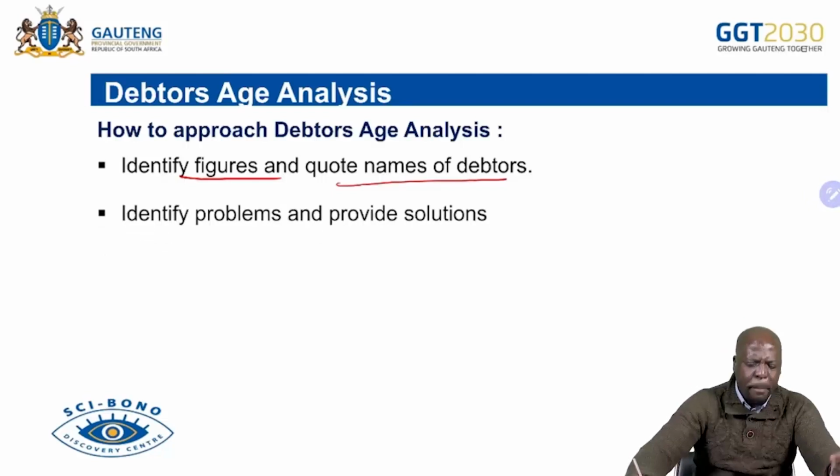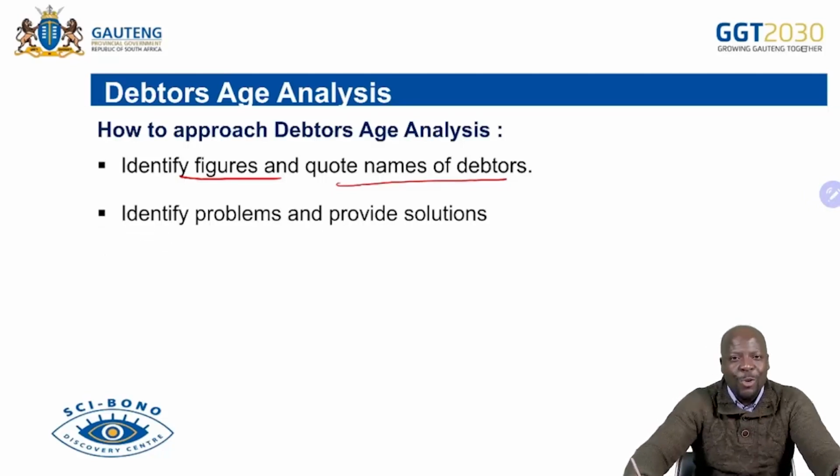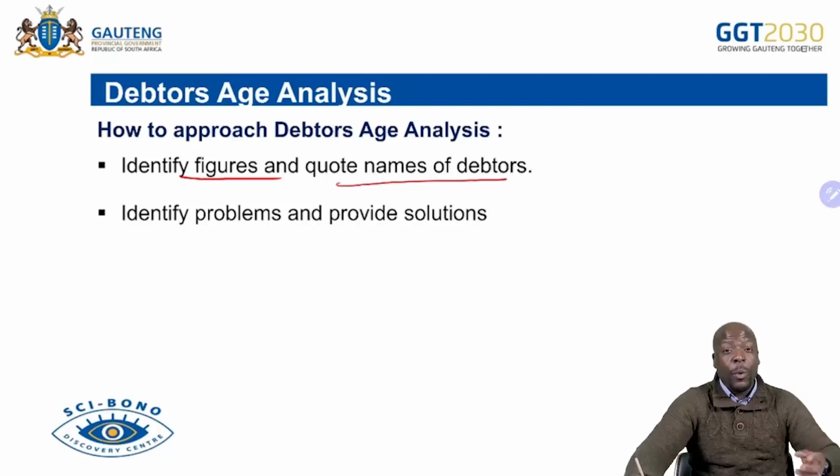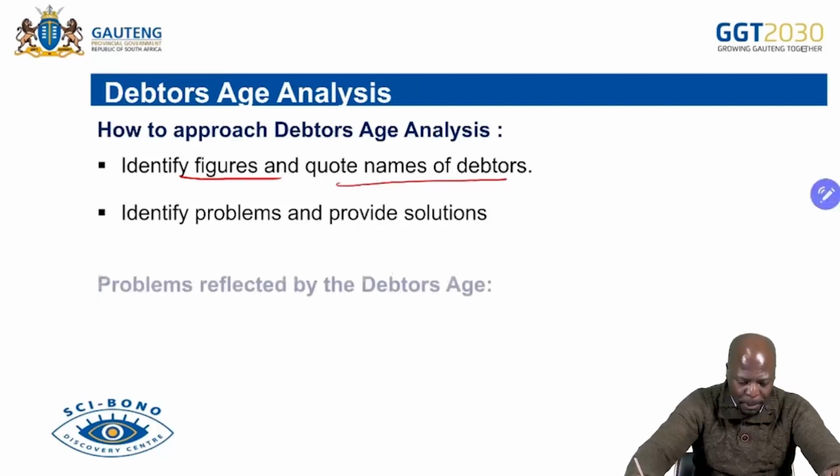You need to identify problems and provide solutions. Okay, you have to think on your feet. If we're having debtors that are defaulting, what then can we do? Remember, in accounting, we don't only identify problems, but we need to be solution oriented as well. We need to provide solutions to our problems.